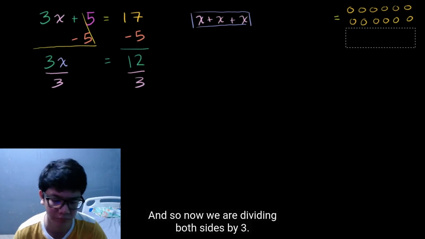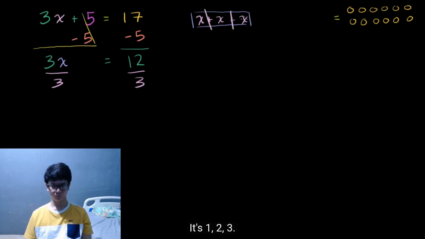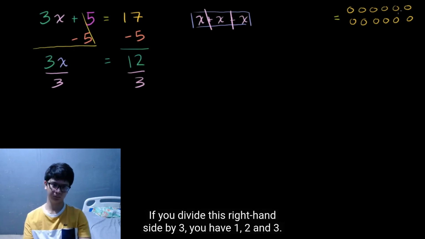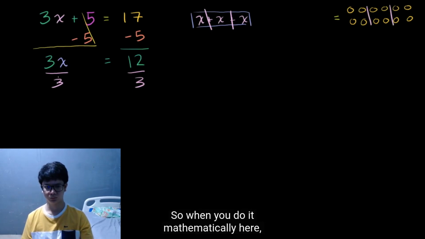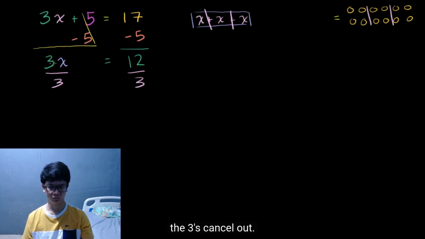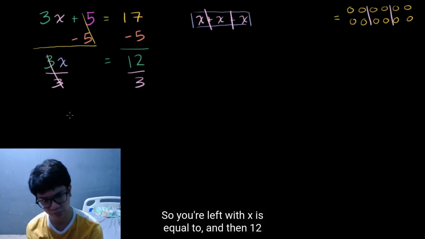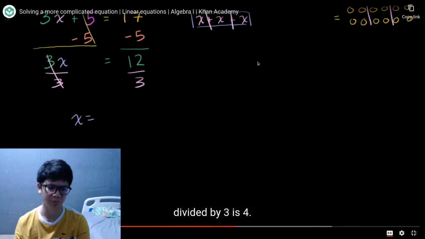And so now we are dividing both sides by 3. Divide the left-hand side by 3. It's 1, 2, 3. So 3 groups, each of them have an x in it. If you divide this right-hand side by 3, you have 1, 2, and 3. So it's 3 groups of 4. So when you do it mathematically here, the 3's cancel out. 3 times something divided by 3 is just a something. So you're left with x is equal to, and then 12 divided by 3 is 4.